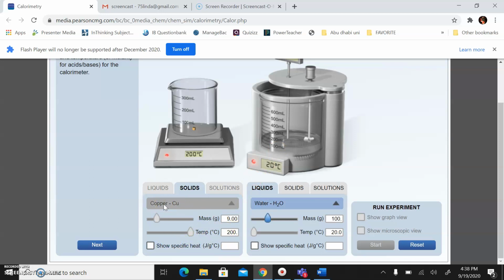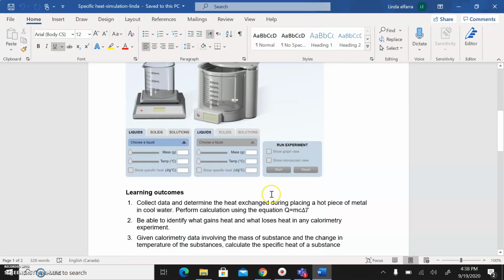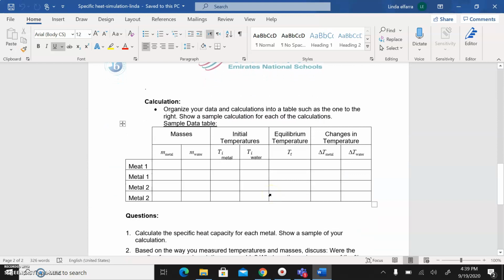So all of these measurements, I have to record them here in the table that I shared with you on MS Teams. You have to write the mass of the metal, the mass of water, we agree it's always 100 gram. All of these you have to convert to SI units. Write down the initial temperature of the metal and the initial temperature of the water. The initial temperature we chose for the metal was 200, and for water it was 20 degrees.